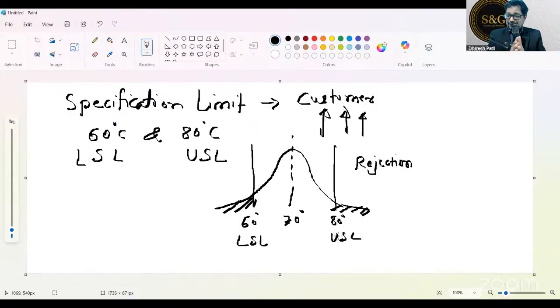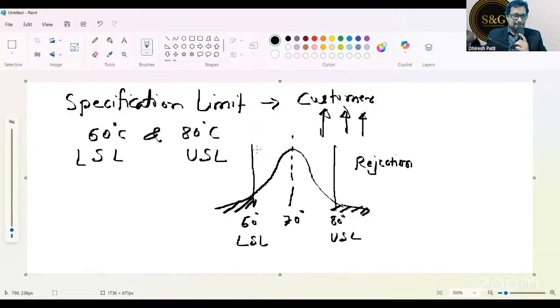Can we show specification limit on the control chart? Can we show the specification limit on the control chart? The answer is absolutely yes. We can do it. And today I will show it as well on the Minitab. So specification limit, what do they show? They show the rejection. Whatever goes beyond specification limit is called as a rejection. Anything which is within the specification limit, in between the specification limit, whatever product falls, it's called as what?